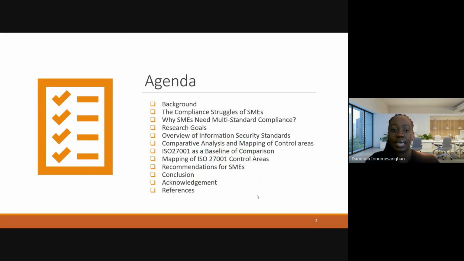So the agenda for today: I'll be taking us through the background of the research project, the struggles that SMEs face with compliance, and why SMEs need multi-standard compliance. We'll also give you a brief overview of our research goals and problem statements, and Emmanuel will dive deeper into the comparative analysis and the mapping of the control areas, our findings, and the recommendations for small and medium-sized enterprises.